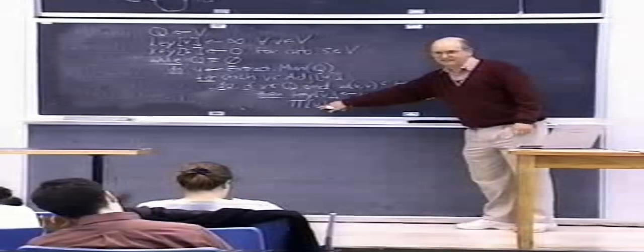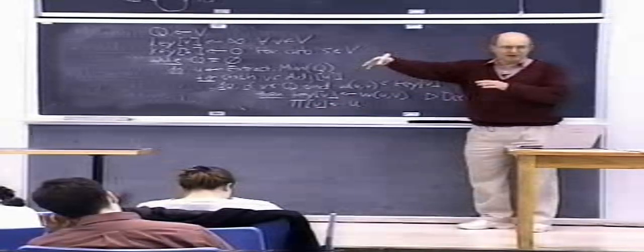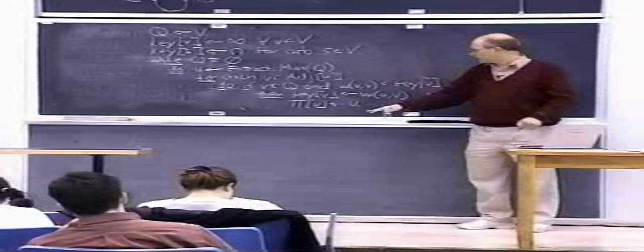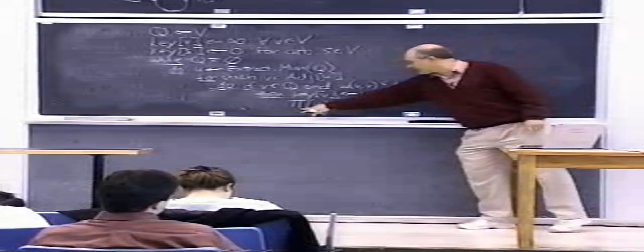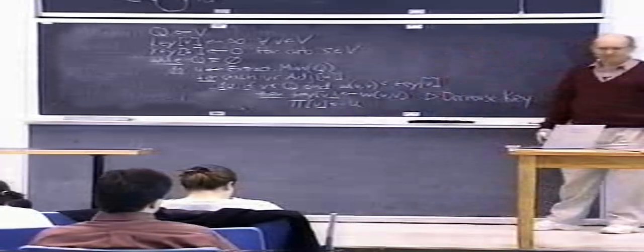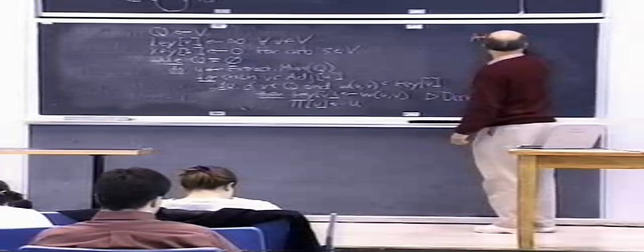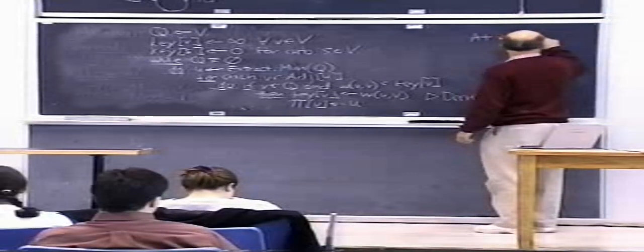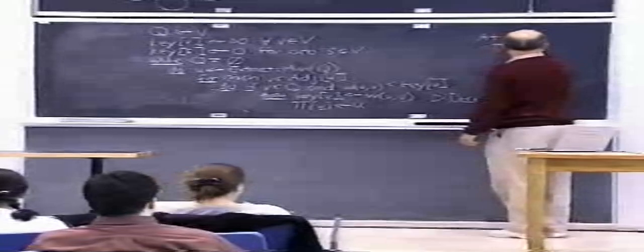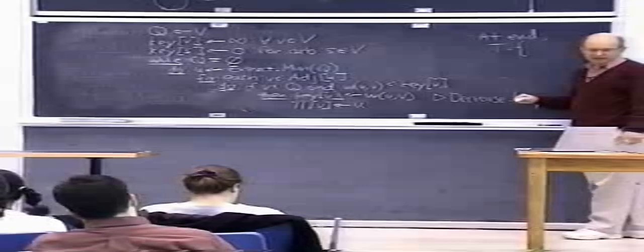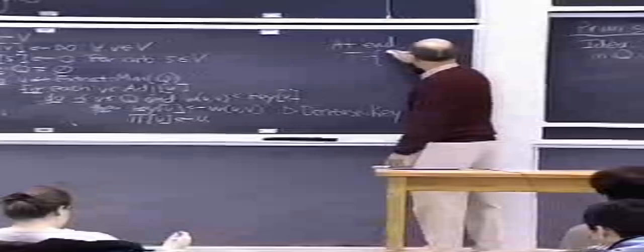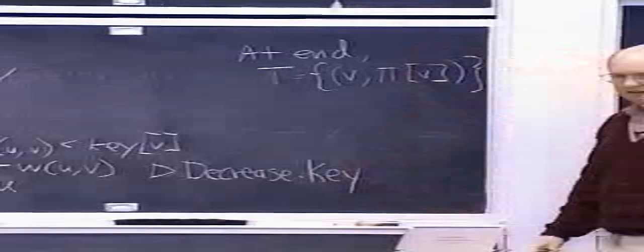Okay, and then what I do is I set for V, I say, well, U is responsible in some sense for that minimum weight edge coming out. And so I set its responsibility in this vector pi. Okay? And so at the end, T is essentially the set of edges V, pi of V.